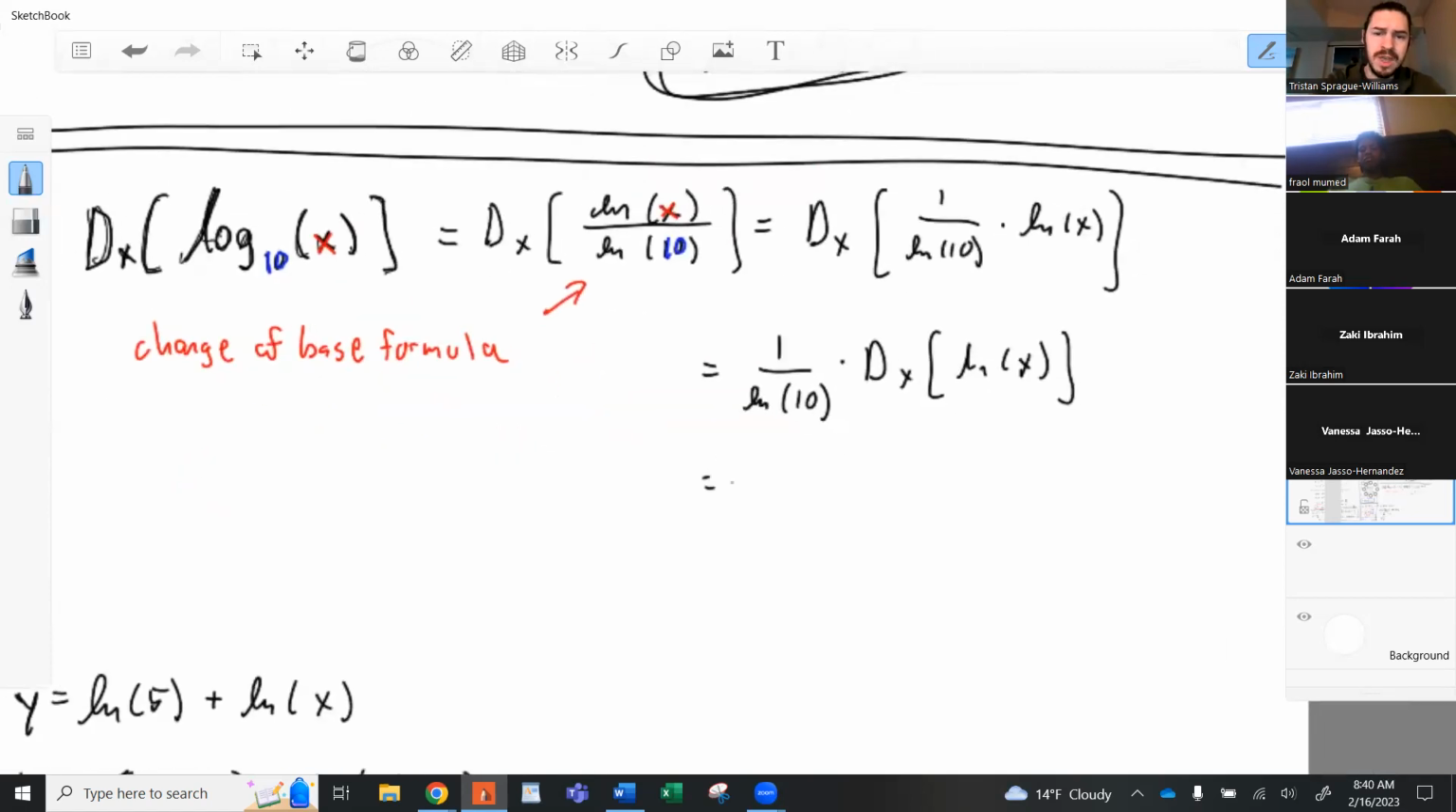And now I just get 1 over the natural log of 10 times 1 over x. For my final answer I get 1 over the product of natural log of 10 times x. Or I'll write it the other way around. Traditionally, we put the x first and the natural log of 10 second. I don't really know why. It's just the more comfortable way to write it. Maybe it makes it clear that the x is not inside the logarithm, it's multiplied on the outside.